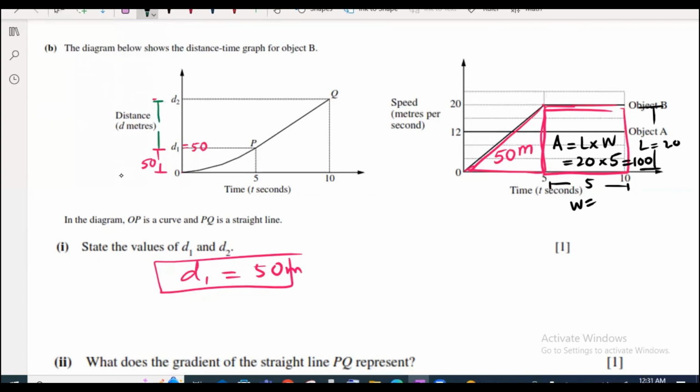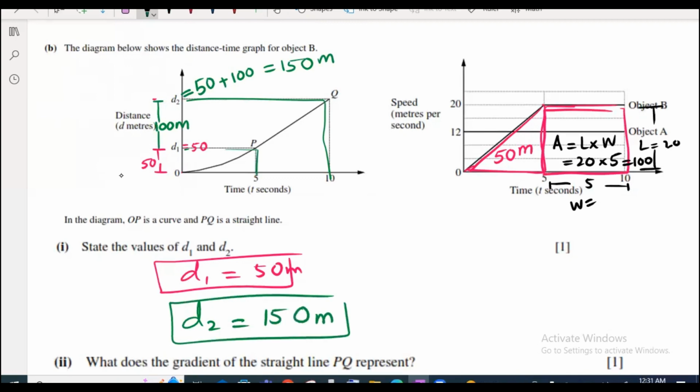So the distance covered during 5 till 10 seconds is 100 meters. If we add 50 and 100, we get D2, which is 150. 50 plus 100 equals 150 meters. So D2 is 150 meters. These are the final answers.